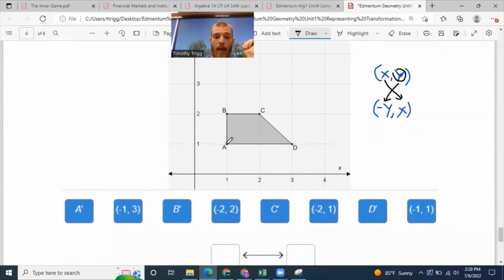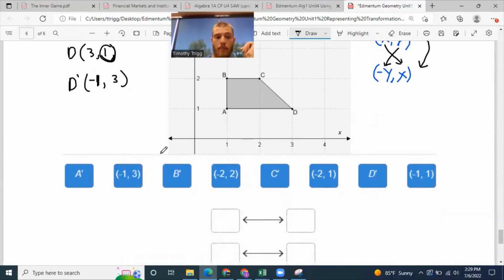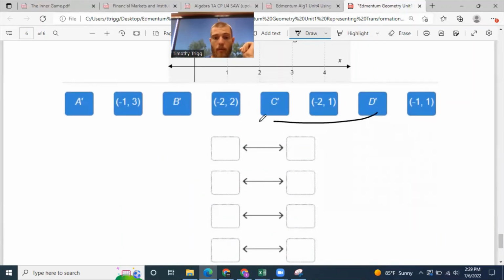So for example, actually, let's not do A. Let's actually do D. So for point D, it is at 3, 1. So D prime, I'm following this pattern here. D prime would be at, so I switch the coordinates, so 1, 3, but this one changes signs. So that's going to be -1. So -1, 3. So D prime will be at -1, 3.